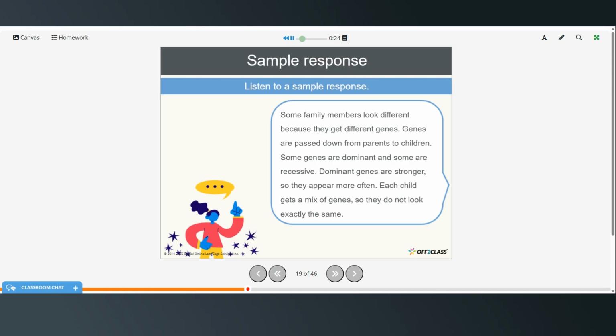Some family members look different because they get different genes. Genes are passed down from parents to children. Some genes are dominant and some are recessive. Dominant genes are stronger, so they appear more often. Each child gets a mix of genes, so they do not look exactly the same.